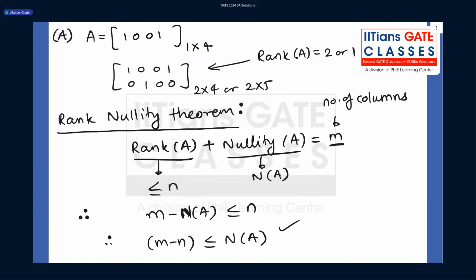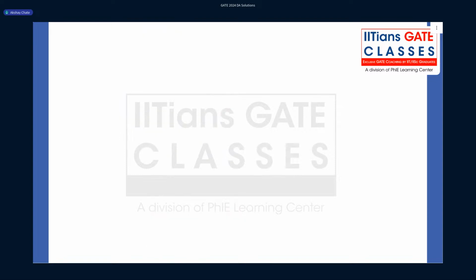What I mean by that is, let's take this example of matrix A. If rank is equal to 1, then your nullity will be 4 minus 1, that will give you 3. But if rank is 2, then your nullity will be 4 minus 2, it will be 2. So it cannot be less than 2, it can be greater than 2, and that is what this first option says, and that's why it's correct.